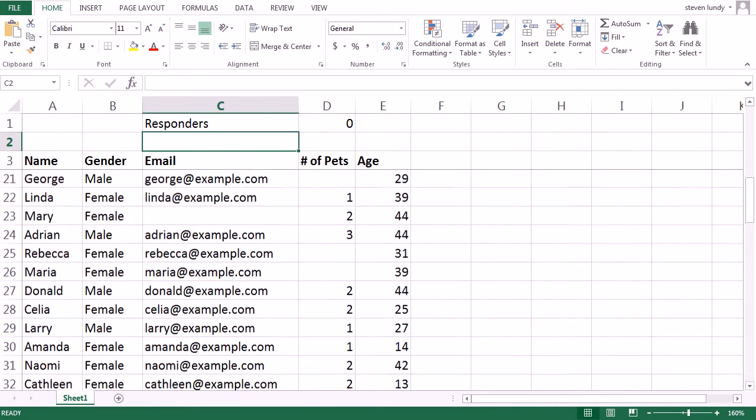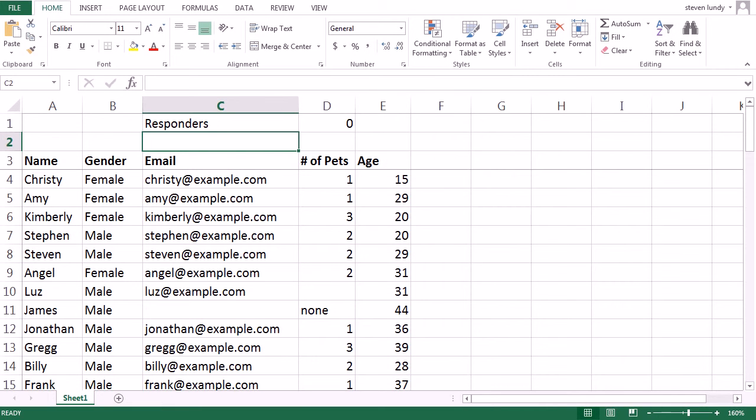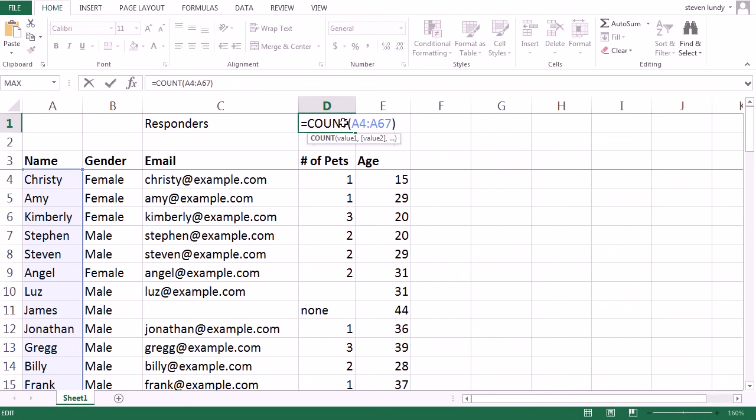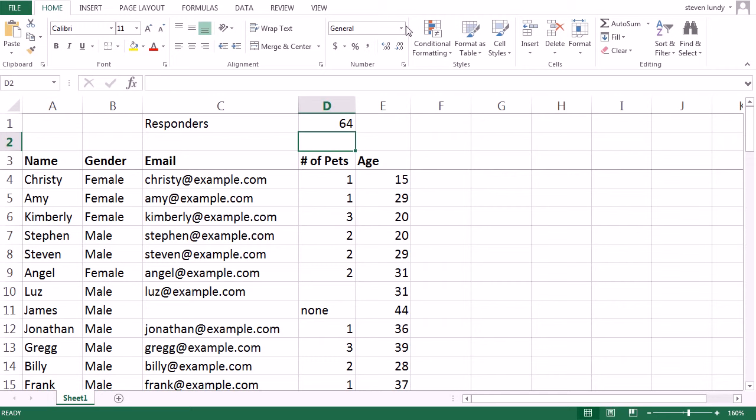If we try this, we find that the function doesn't work. It counts 0 items in that range. This is because the count function only counts cells that have numbers in them. To count cells that have any value, we can use the COUNTA function. COUNTA counts any cell that is not blank.